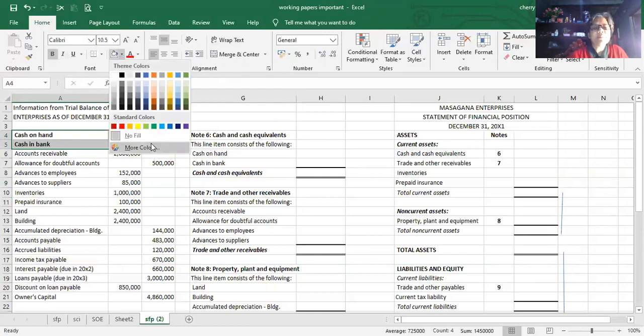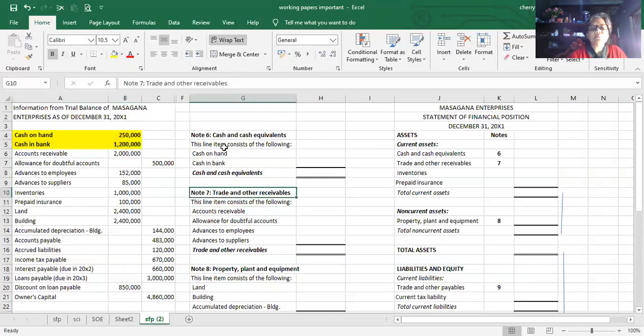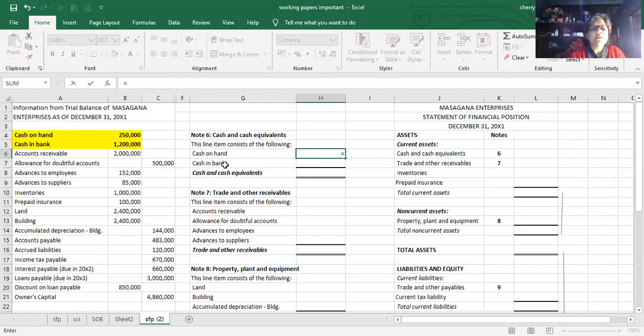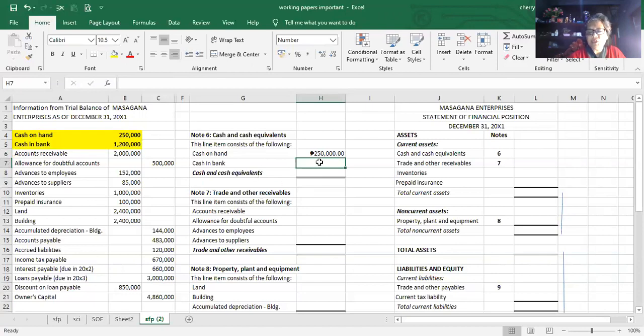So let us color it yellow. This line item consists of the cash and cash equivalent. So we have cash in hand. How much? Per our data, we have 250,000. You can write 250,000, or if you are using Excel, you can call it by pressing the equal sign, going to the amount, clicking, and then entering. Next is the cash in bank, which is 1,200,000, same procedure: equals, click, then enter.